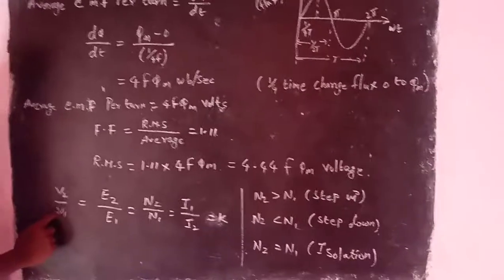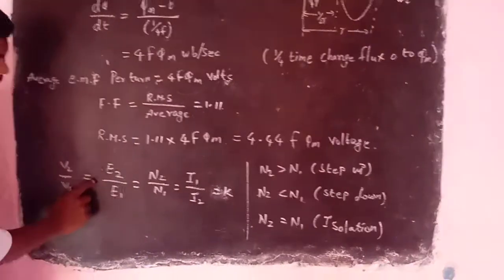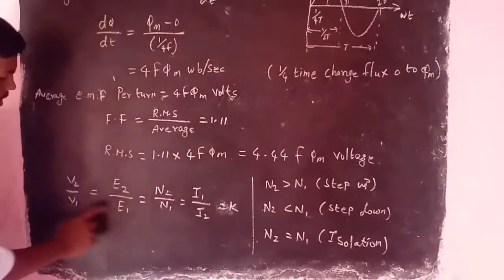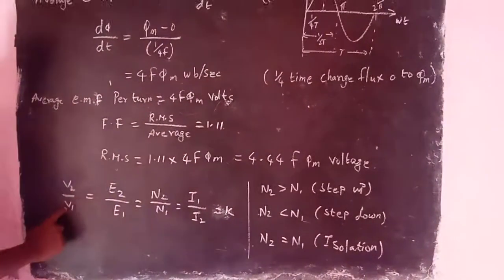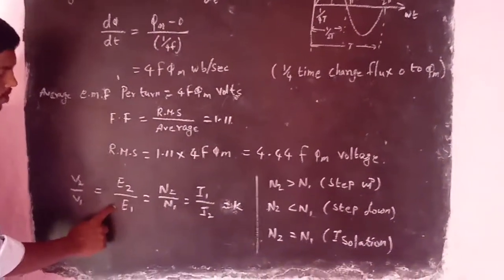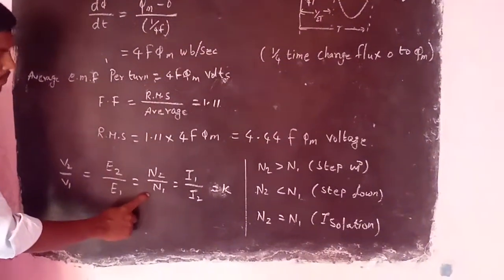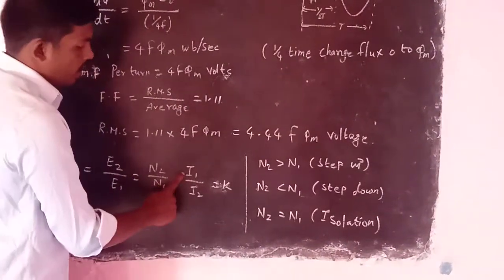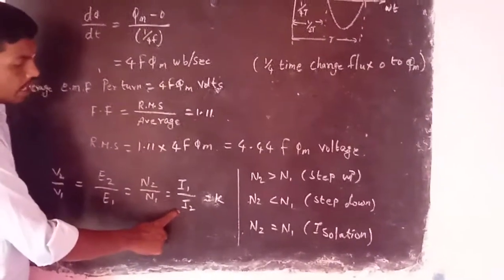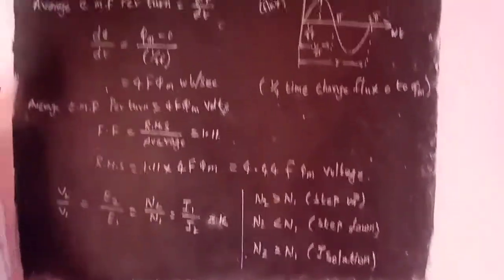Next, calculate V2 divided by V1. This is the general equation: V2 divided by V1 is equal to E2 divided by E1 is equal to N2 divided by N1 is equal to I1 divided by I2, which is equal to K, a constant. V2 is the secondary voltage, V1 is the primary voltage, E2 is the secondary RMS value, E1 is the primary RMS value, N2 is the number of turns in the secondary, N1 is the number of turns in the primary, I1 is the current in the primary, I2 is the current in the secondary, and K is the constant ratio. This is a very important equation for the EMF equation in a transformer.